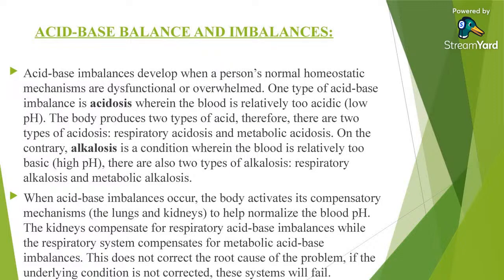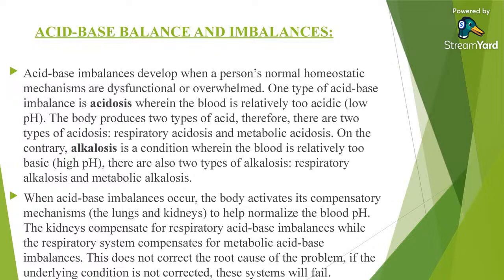Acid-base balance and imbalances. Acid-base imbalances develop when a person's normal homeostatic mechanisms are dysfunctional or overwhelmed. One type of acid-base imbalance is acidosis, wherein the blood is relatively too acidic and the value of pH will be decreasing in the acidosis state. The body produces two types of acid. Therefore, there are two types of acidosis. One is respiratory acidosis and another one is metabolic acidosis.